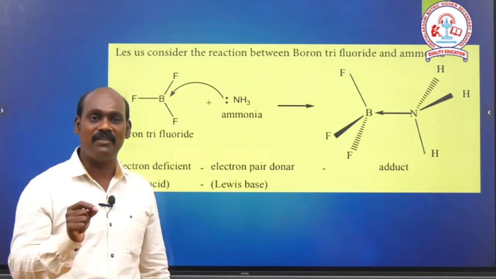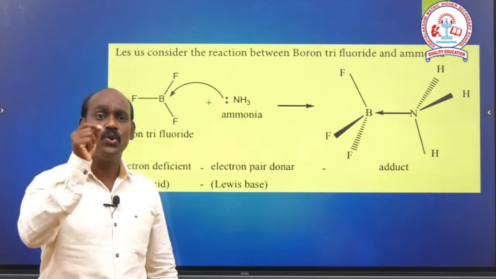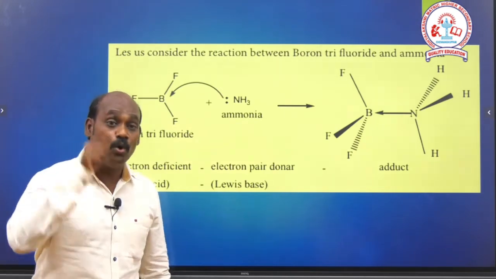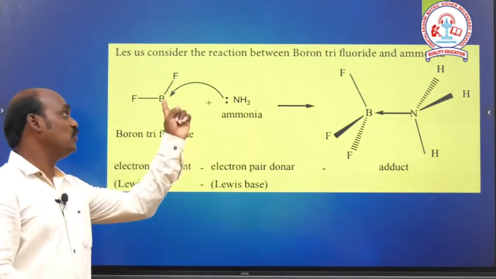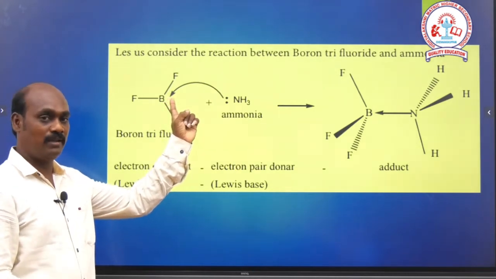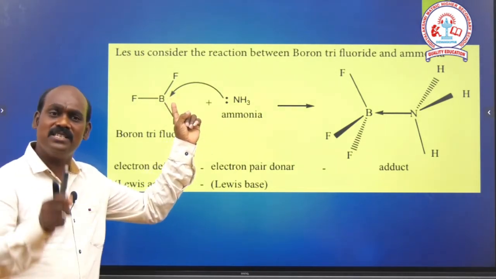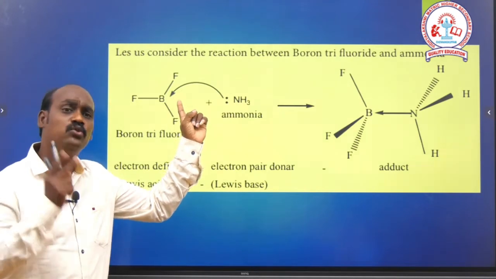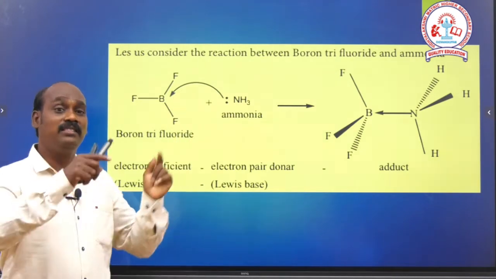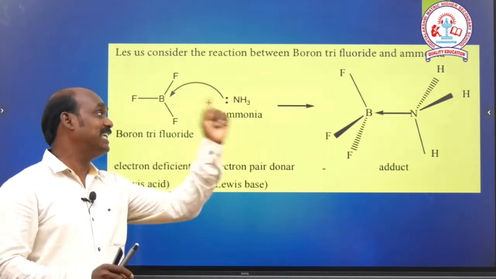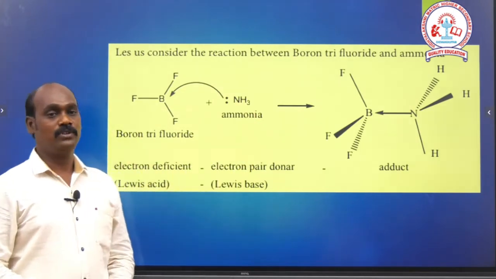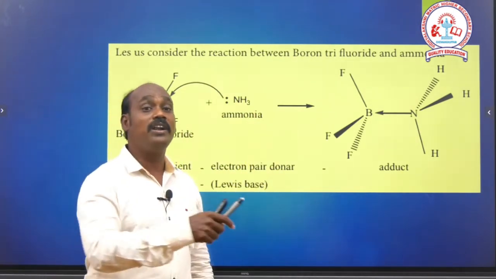Okay. So, nitrogen having 2 non-bonded electrons, that is a lone pair of electrons. That lone pair of electrons is given to boron trifluoride. I already told you boron has 6 electrons in the outermost shell. It needs 2 more electrons to get the octet structure. Those 2 electrons are given by ammonia, which forms a coordinate covalent bond.